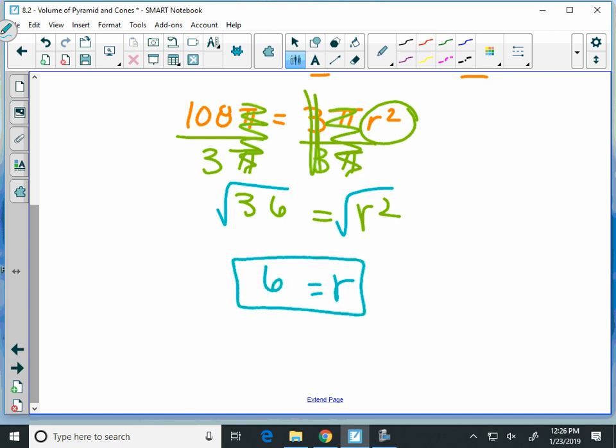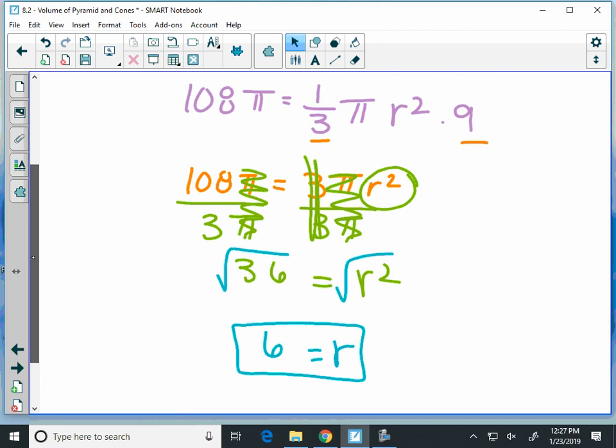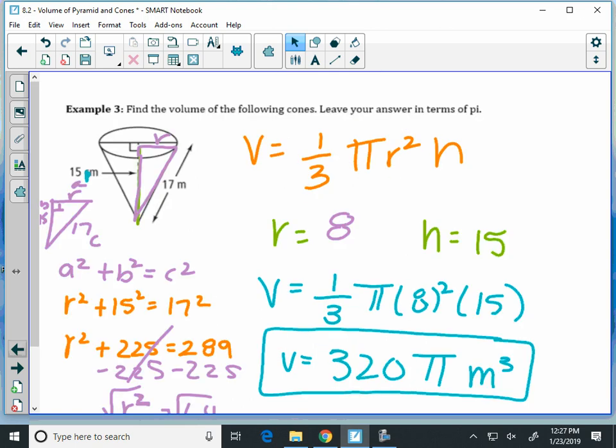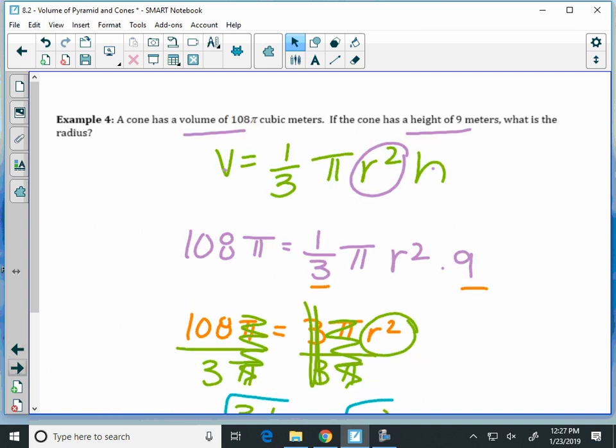So the radius of that cone, even though we didn't have the diagram that fed us information, we could still find it using our formula and solving for that missing piece. Questions over there? Whenever you're given the volume and you're trying to find a missing piece, you're just going to plug things into the formula and solve. If you're trying to find the volume and you're missing a piece, then you're going to use the Pythagorean theorem. Questions over that?